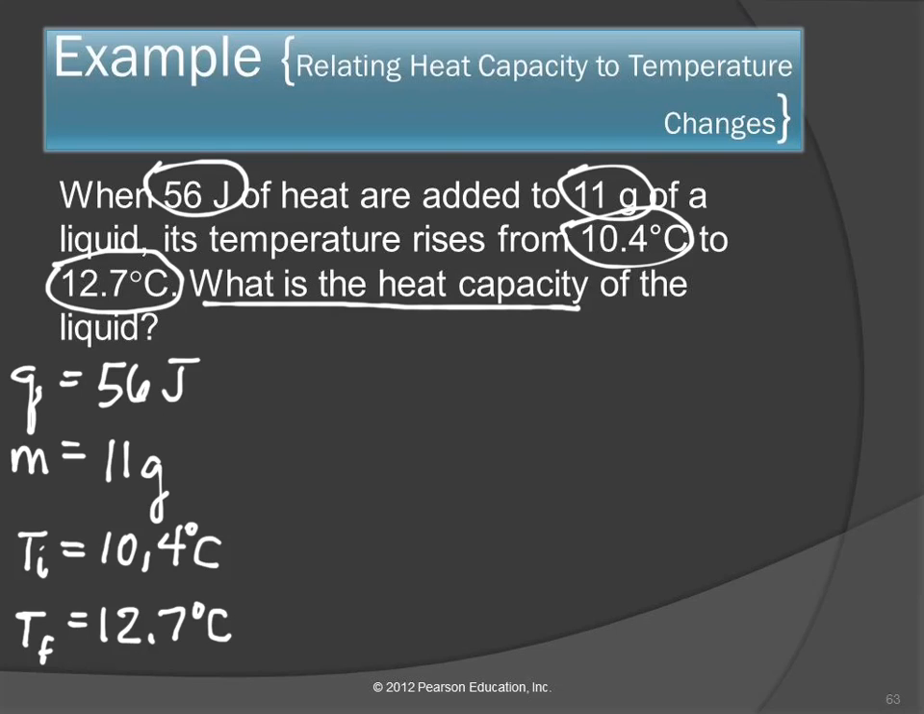There might also be problems where they just give you the change in temperature. You may say if the temperature changed by 5 degrees, then that would be delta T. But here they're giving us the final and the initial. Well, the equation is Q equals mc delta T.